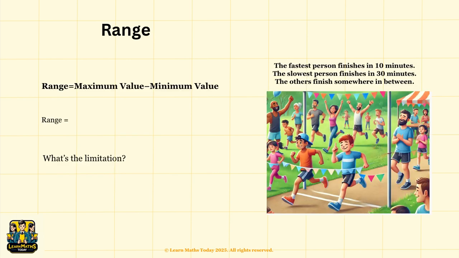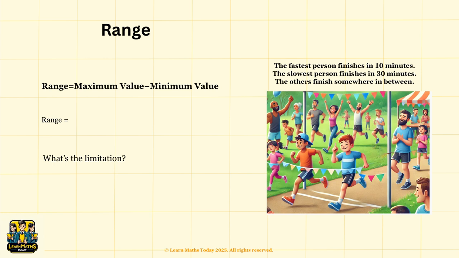The range is the simplest measure of spread. It tells us the difference between the highest and lowest value in the data set. The formula is really simple. Range equals the maximum value minus the minimum value.